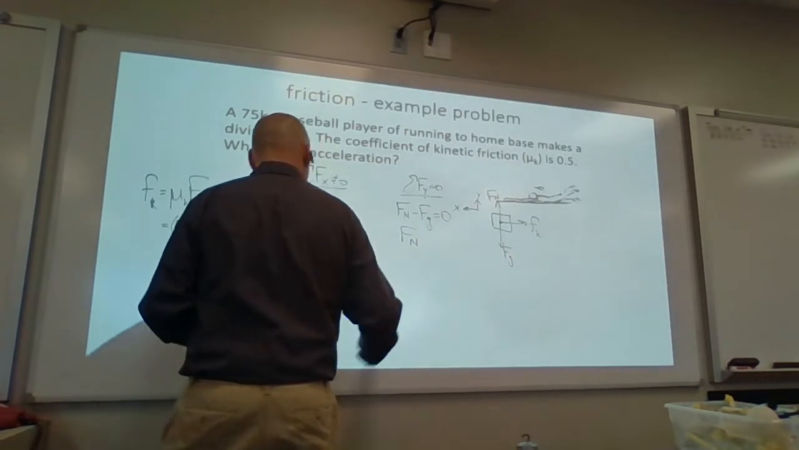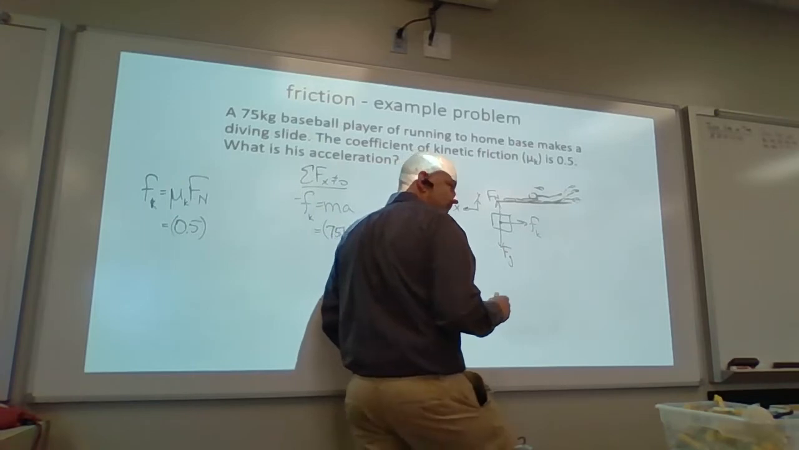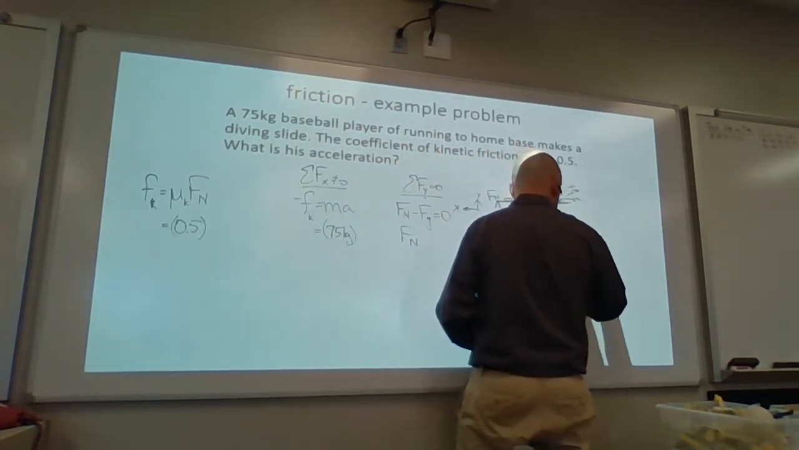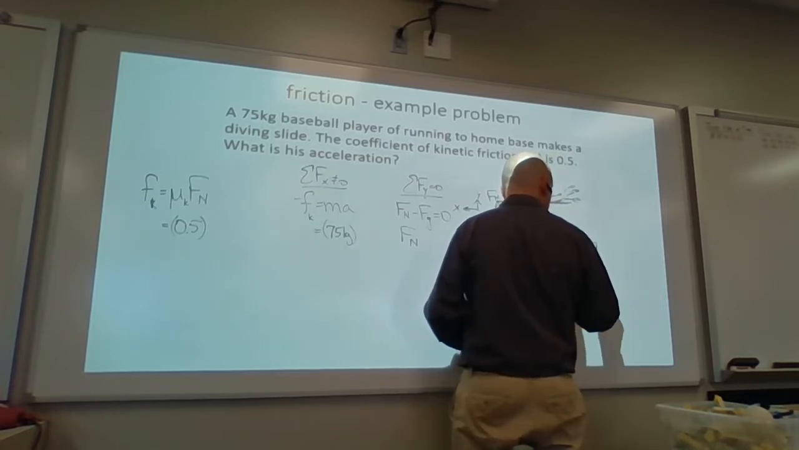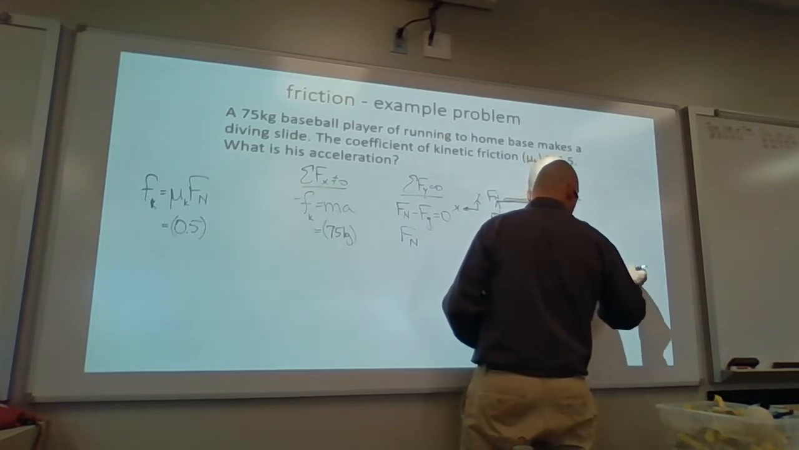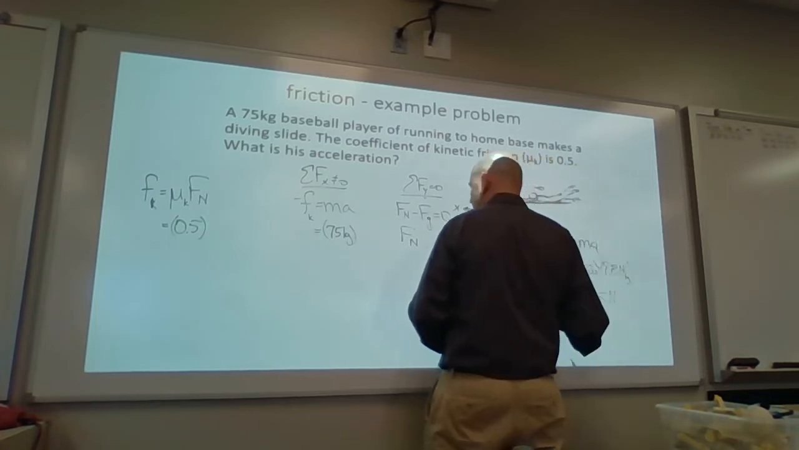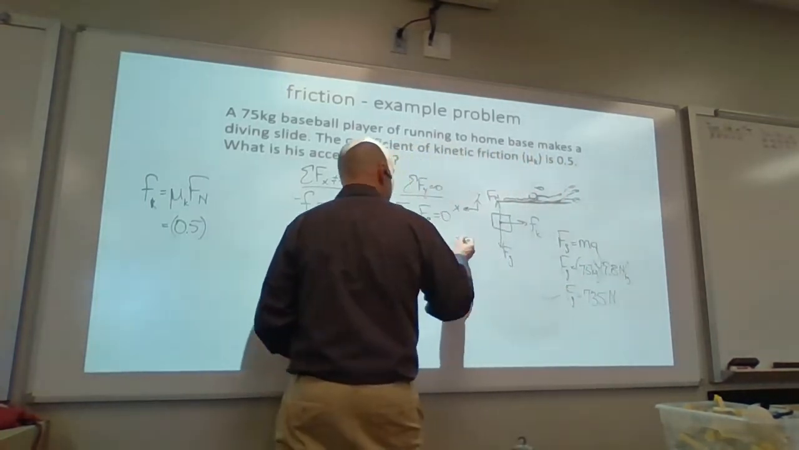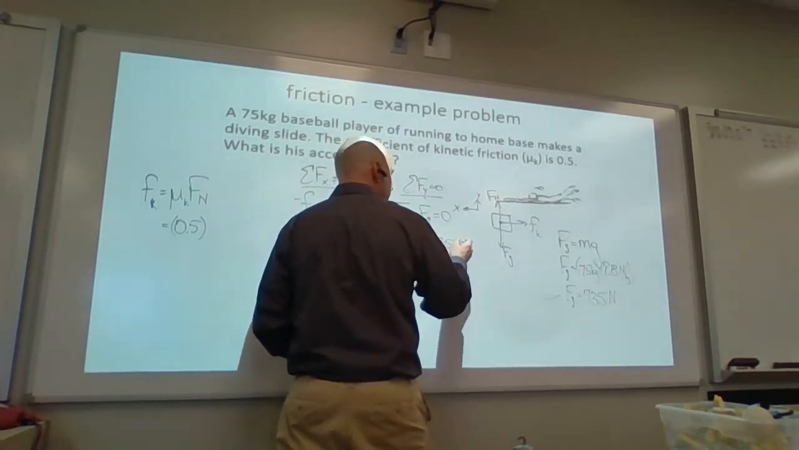What can I do to figure out the force of gravity? Multiply by 9.8. Force of gravity is equal to 75 kilograms times 9.8. So I find force of gravity to be equal to, what is it, 735, is that correct? Okay, 735 newtons. Take that, stick that in here. So normal force is also equal to 735 newtons.